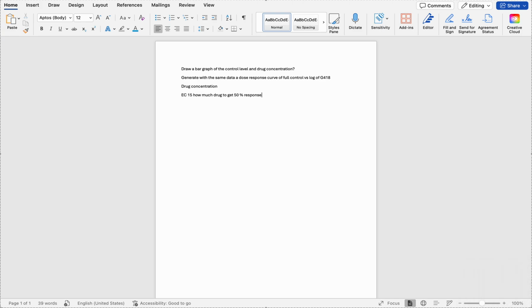One concentration to the next, right? If the curve is really steep, its slope is going to be large. If it is very slow, its slope is going to be very small.